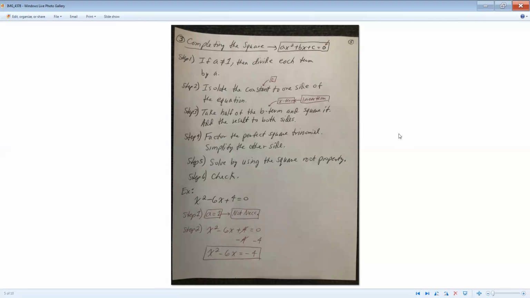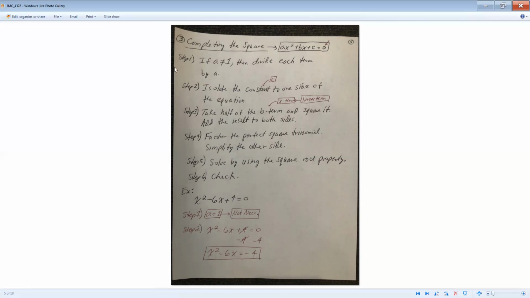Third method, completing the square. These steps cannot be implemented unless you first recognize the standard form of ax squared plus bx plus c equal to 0. Once again, you want to recognize what's in front of x squared, what's in front of x, and what's your constant, so that you can implement these steps accordingly and properly.